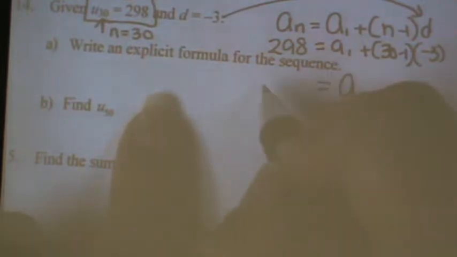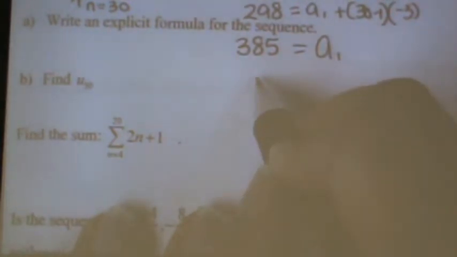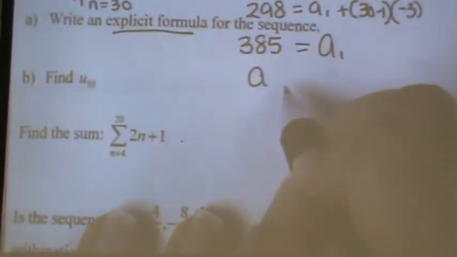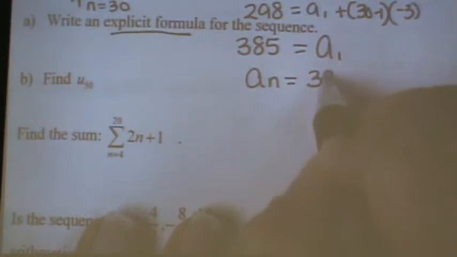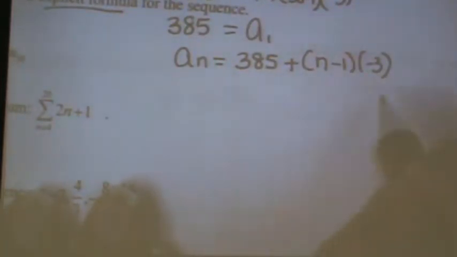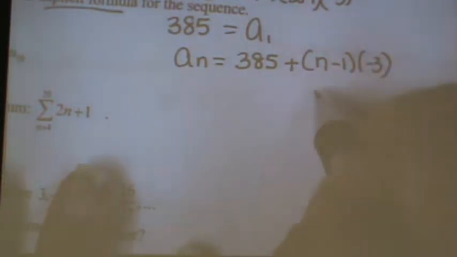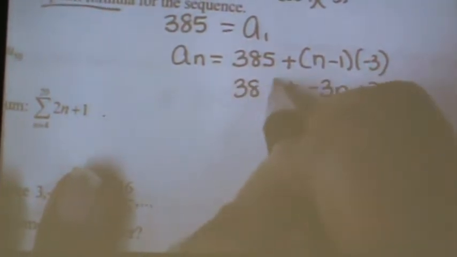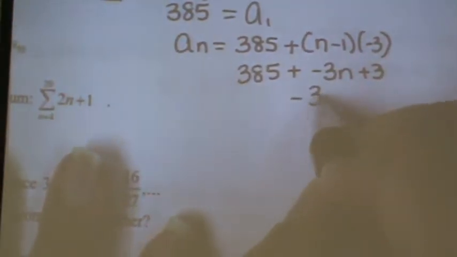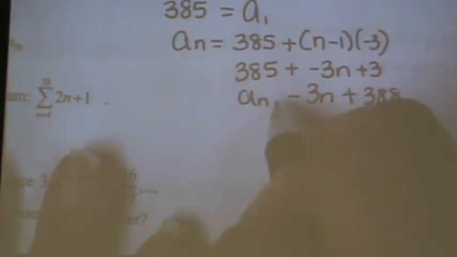A1 is 385. So your explicit formula should read: AN is 385 plus N minus 1 times negative 3. Now, I would like for you to distribute that, if you don't mind. Distribute: negative 3N plus 3, and then simplify: negative 3N plus 388. This is your best answer.